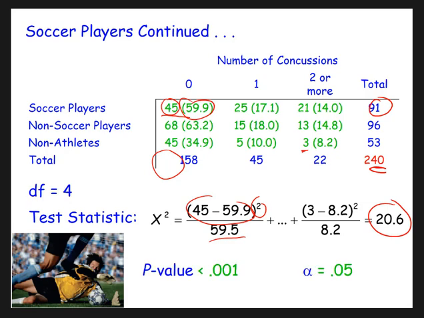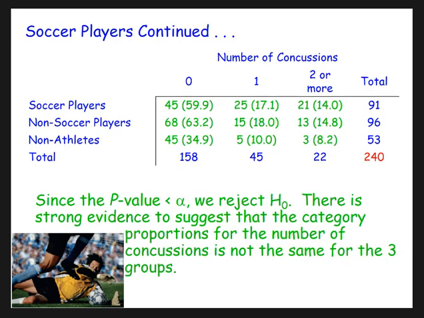The p-value of 20.6, if we look it up in our table, well, it is to the point where it's smaller than the smallest number, or larger than the largest number. So its p-value has to be less than 0.001, which of course is less than alpha of 0.05, so we will reject the null hypothesis.